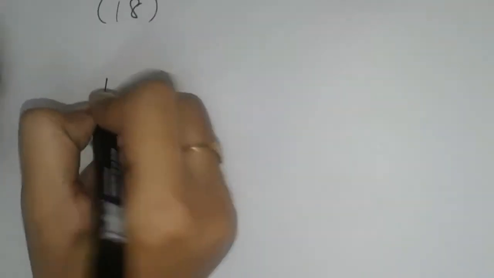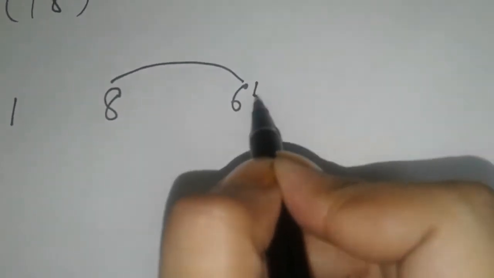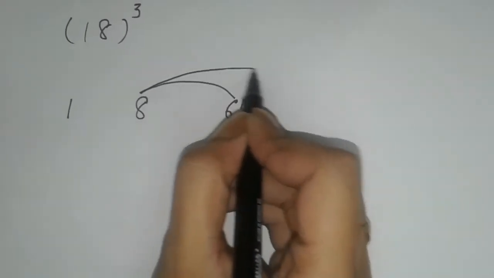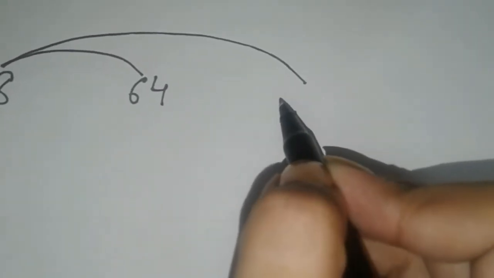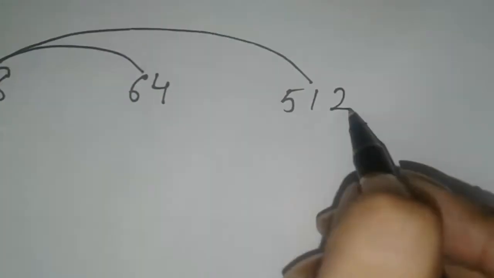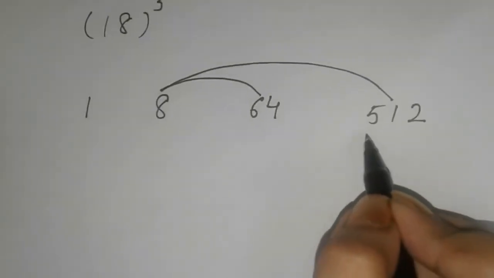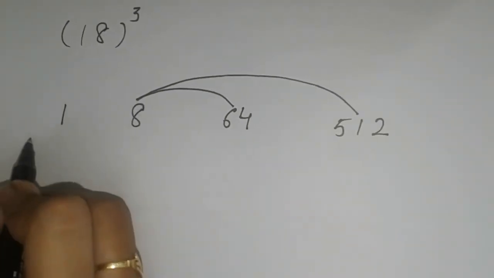That is our cube of 18. Write 1 and 8. Now what will we do? We'll square 8. Square of 8 is 64. 8 8's are 64. Now cube of 8, that is 64 8's are 512. Now we know nothing to do with this 512, nothing to do with this 1.